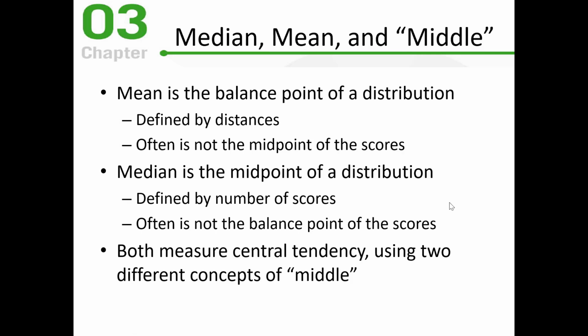Although the mean and the median both look at the middle of a distribution, as we saw, these measures of central tendency define the middle in slightly different ways. Remember from earlier in this lecture, the mean is the balance point of a distribution. It is defined by distances and is often not the midpoint in the scores, but the average. On the other hand, the median is the actual midpoint of all of the scores in a given set. The median is defined by the number of scores and is not the balance point of the scores like the mean. Although they are both concepts of the middle, they are varied slightly.